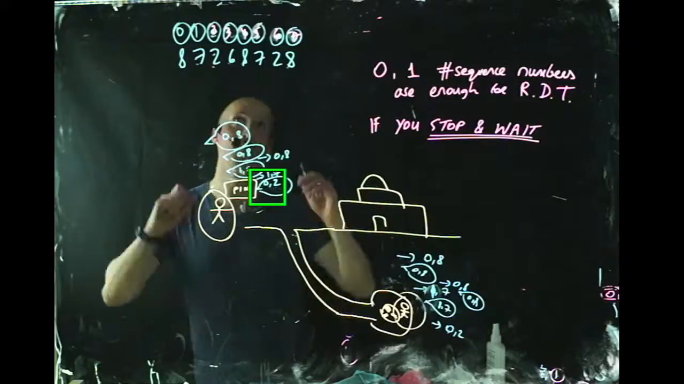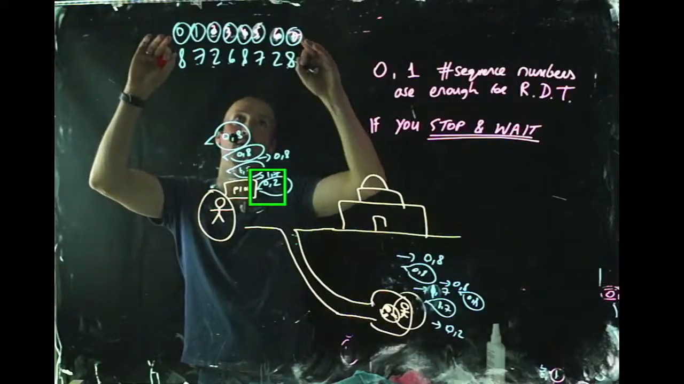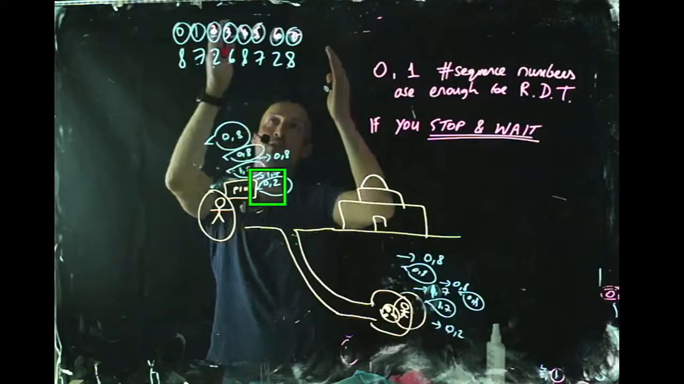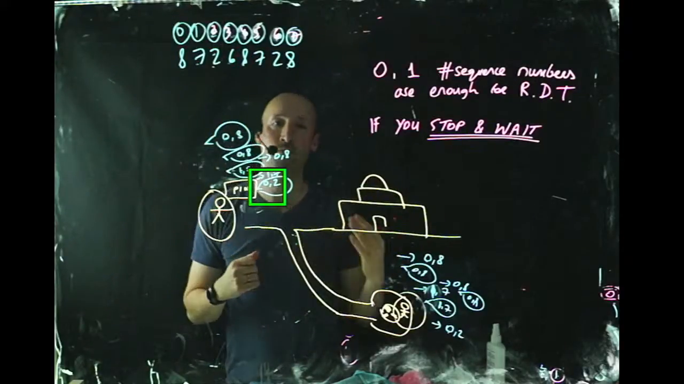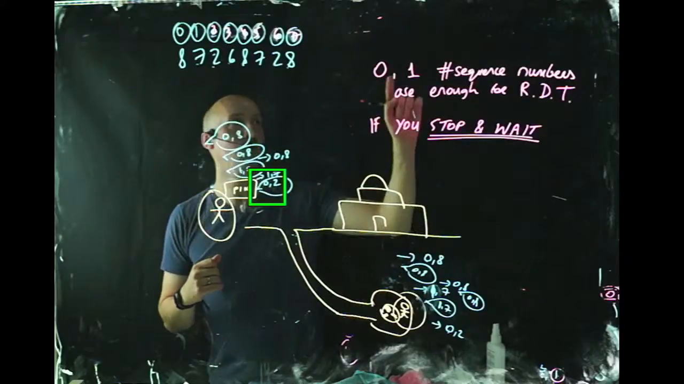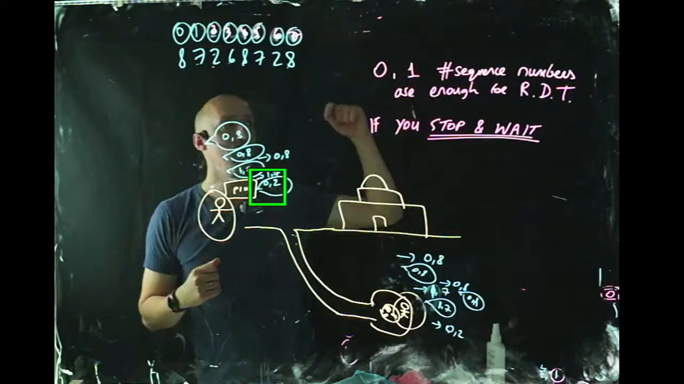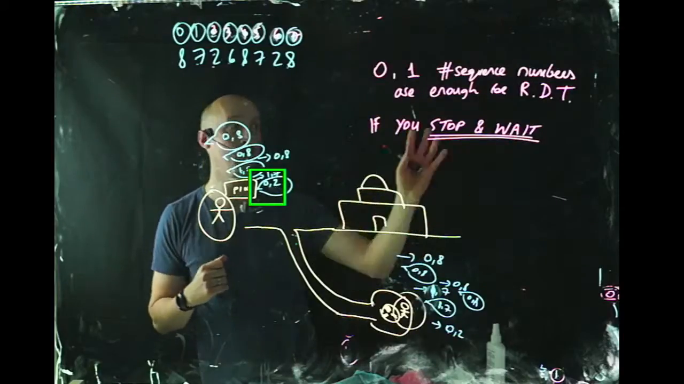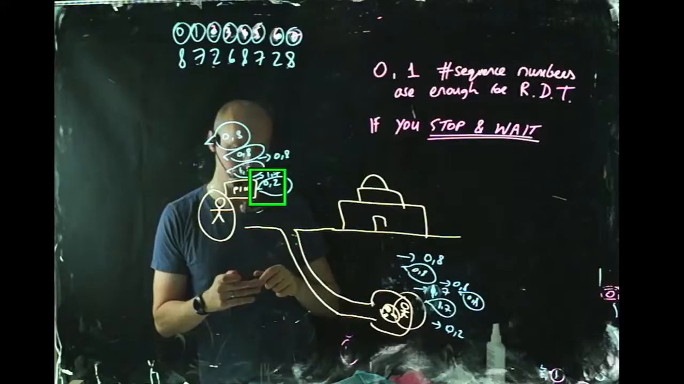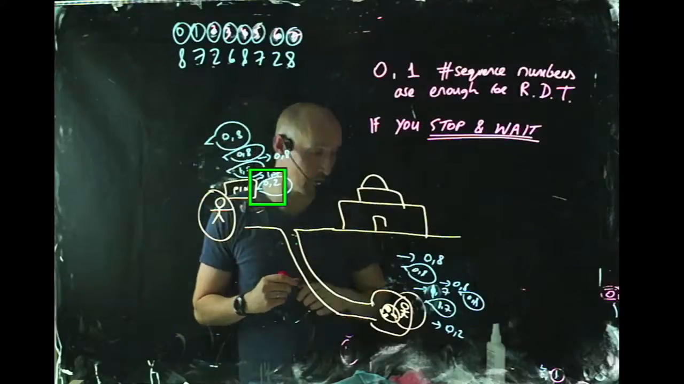So the more sequence numbers you use, the more values or messages you can throw into the channel without waiting for an acknowledgement. But if you're using just 0 and 1 for your sequence numbers, then you must wait for an acknowledgement every single time you send a message. But it's the simplest case, so it's the one that we're going to explore in more detail in the notes.